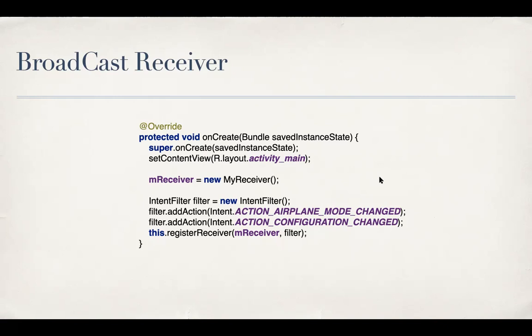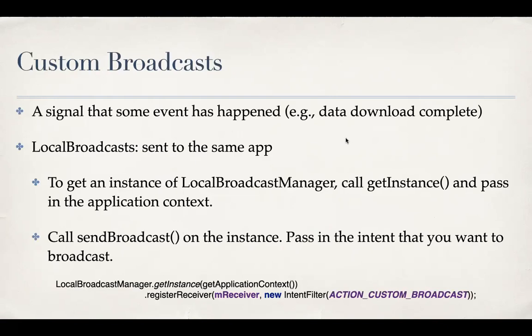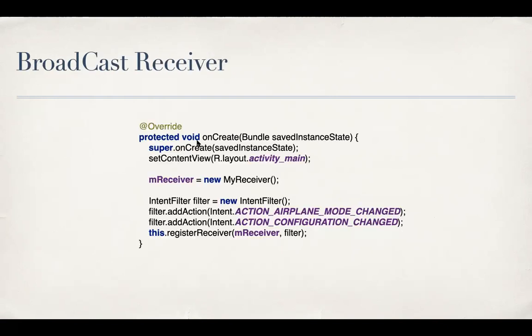So in the onCreate of this activity, create a receiver and dynamically set the intent filters to these two things: intent action airplane mode change and configuration change, and then register it with the context. So this must happen in onCreate. I think I'm missing the pop out here. But yeah, the pointer is register it with this, that is the activity.